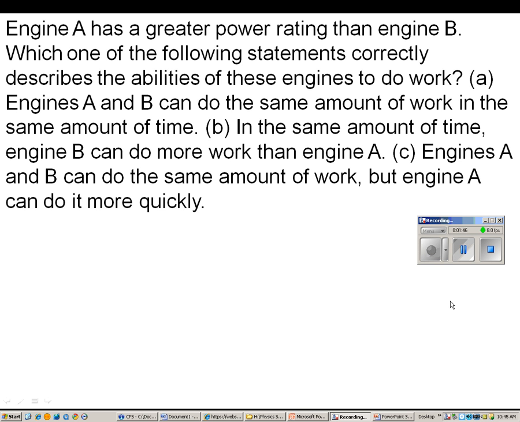The answer is C. Power is the calculation that tells us the rate that work can be done. So C talks about rate. If you pick B, you're talking about the amount of work, and that's not what power is about. Power is the rate that work is being done. In other words, how quickly is work being accomplished.